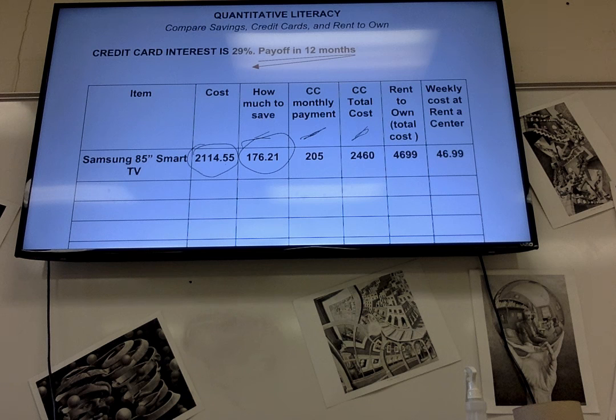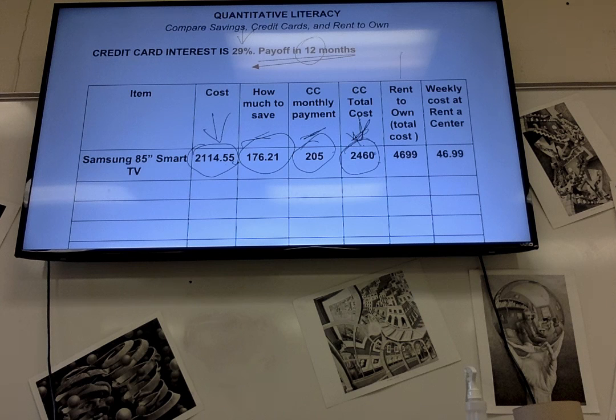Credit card monthly payment. I went to the credit card calculator and typed in the cost, 29%, and then pay off in 12 months. And it told me that it was going to cost $205 a month. And with the interest total, I will spend this much money on it, which is, of course, more expensive than if we just paid cash.